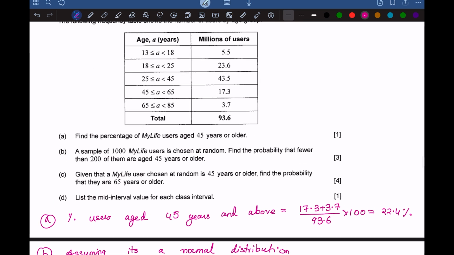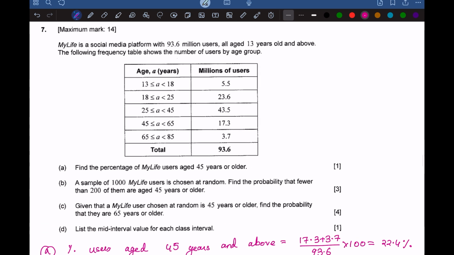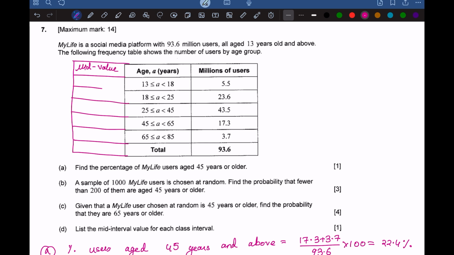Now for part D, we have to list the mid-interval value for each class interval. I can just make a column here. This is the mid value. Between 13 and 18, to find the mid-interval, I'll just add 13 and 18 and divide by 2. So 13 plus 18 divided by 2 is 15.5. That's the first mid value. Similarly, the next one will be 21.5. Next one is 35. Next one is 55. And the last one is 75. These are your mid values for each class interval.